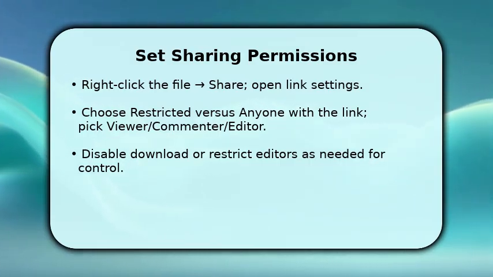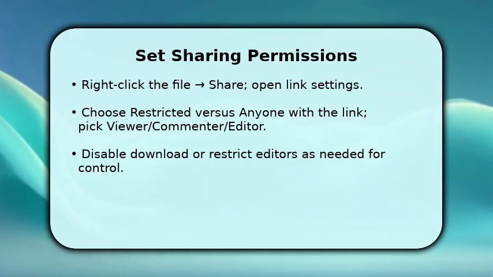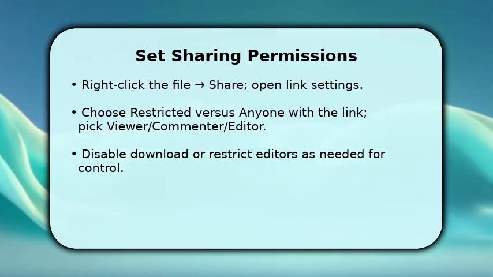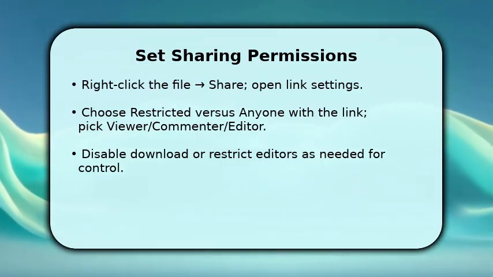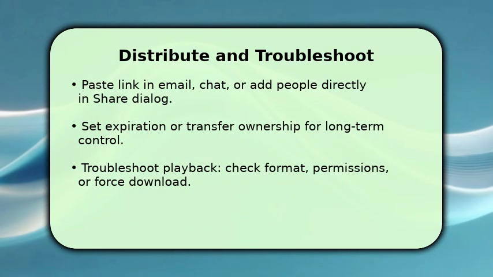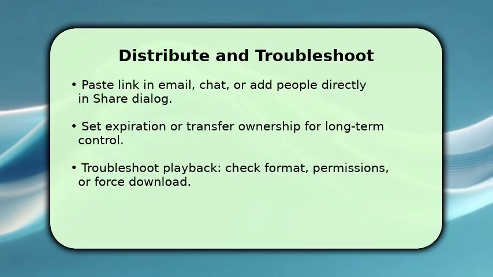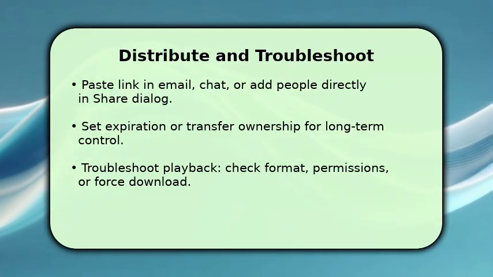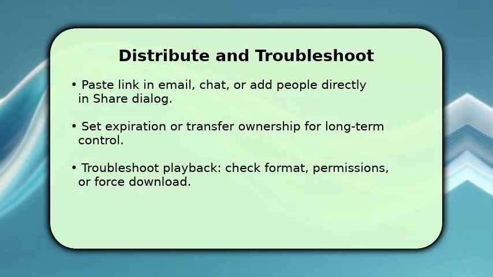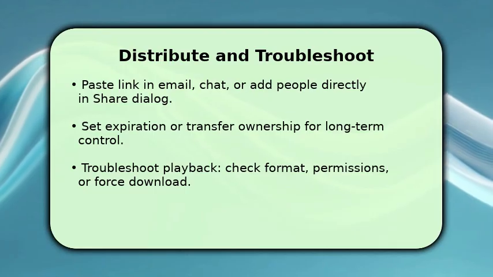Make sure to toggle options like preventing editors from changing access and disabling downloads if you need to keep the source safe. These steps control who can see, edit, or download the video. Send the copied link via email or chat, or add collaborators directly by email in the share dialog and click Send. Once done, confirm recipients can open the link. For longer-term control, set an expiration date for access or transfer ownership in advanced settings.